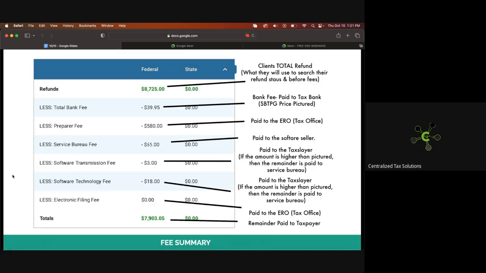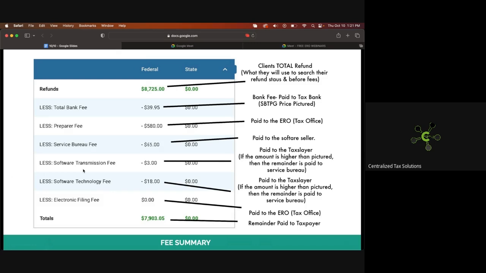So, for that example, let's say, and some of you who work with me might have filled out the questionnaire where it says, do you want to charge an additional $50 towards tax season? So this is where that comes into play. My service bureau fee is $65. So if you want to charge an additional $50, what I do is I take my service bureau fee, charge it to the $99, which will give you your $50.